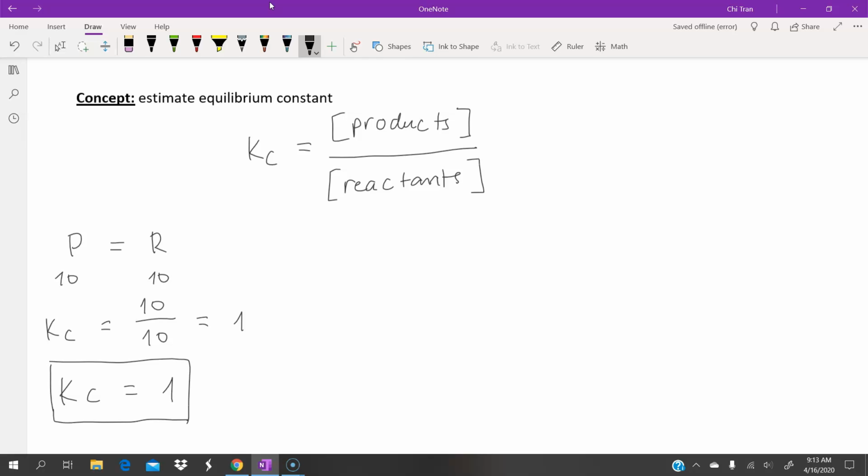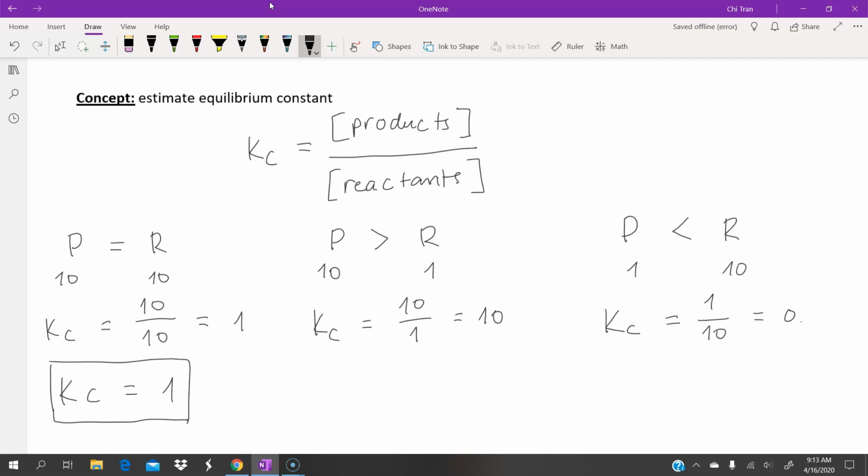So if the question tells us that there's an equal amount of products and reactants, Kc will always equal 1. But if the question tells us that there's more products than reactants, so 10 parts of products to 1 part of reactants, our Kc will be 10 over 1, which simplifies to 10. And vice versa, when there's less products than reactants, so 1 product to 10 parts reactants, our Kc would be 1 over 10, which equals 0.1.